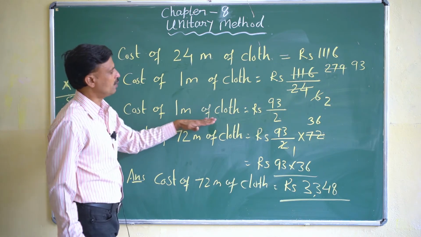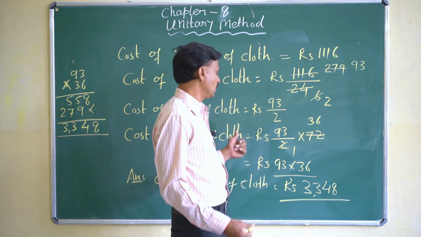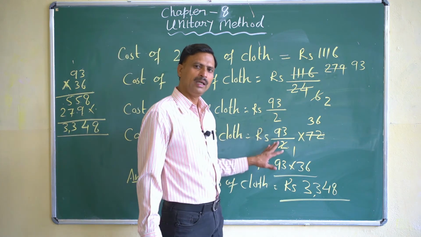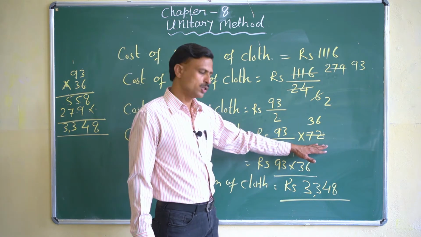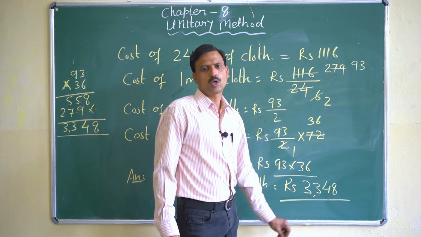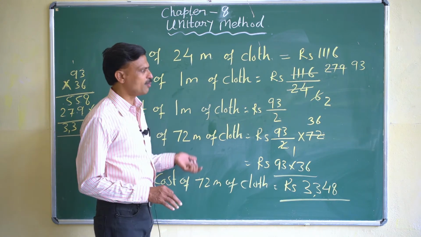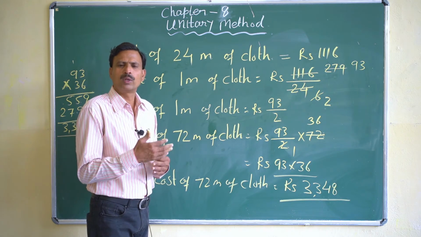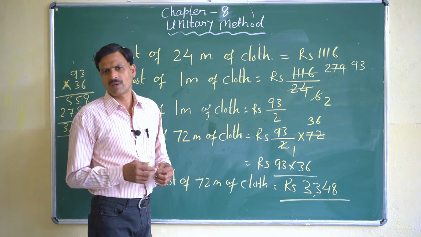So after the cost of 1 meter of cloth, 93 upon 2, we have to find the cost of 72 meters of cloth. So we are finding the cost of 72 meters of cloth, that's 93 by 2 multiplied by which value? 72. Understood? So we have calculated, we are getting 3,348, that is the cost of 72 meters of cloth. Understood? So this type of question will be in the unitary method, in which sometimes the value of more is given and we are finding first for the unit, then again we are finding for the other.